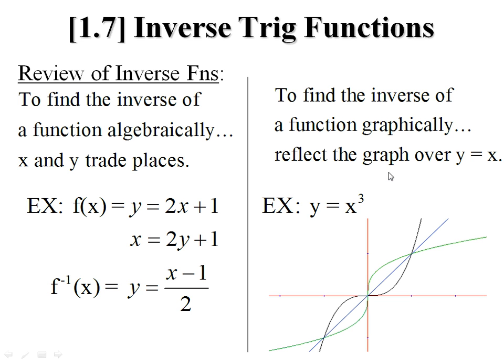Graphically, if I want to find the inverse of something, I basically start with my original function and reflect it across the line y equals x. So here in the picture my original function is y equals x cubed. That's the black function shown. Then I reflect it across the blue line y equals x, and I end up with the green curve, which would be the cube root of x, or the inverse of x cubed. So it should be symmetrical across that line.